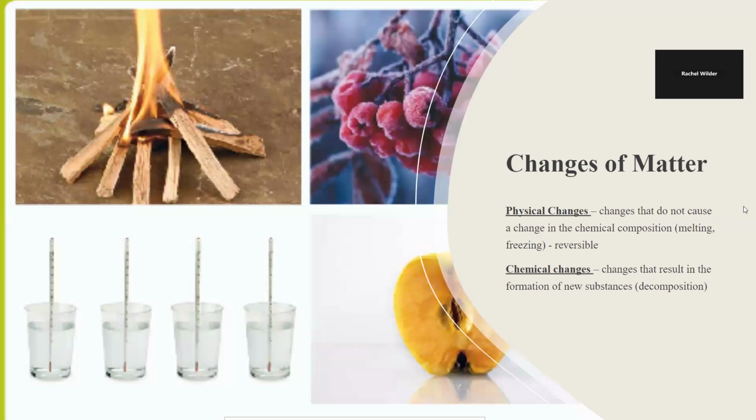In addition to the states of matter, we have the changes of matter. You have physical changes that don't actually cause a change in the chemical composition. It's still the same thing. Like ice that melts is still water, right? So it's just a physical change, a change of state. Whereas a chemical change would result in the formation of a new substance. An example of a chemical change would be decomposition. This could be like fire as well. You can't revert back after you burn something, right?